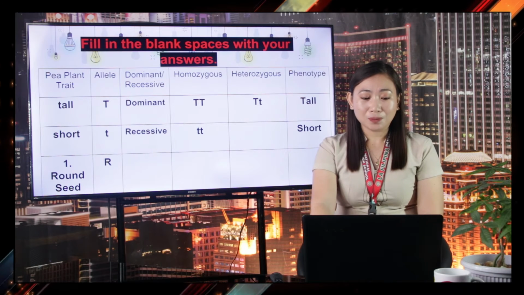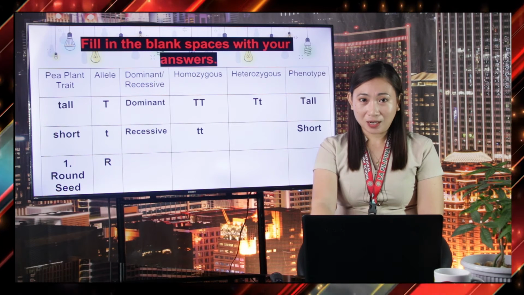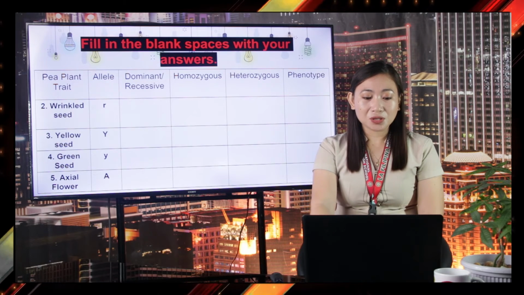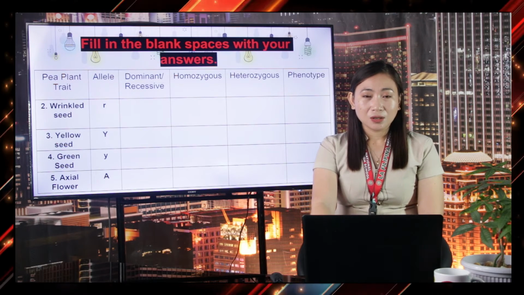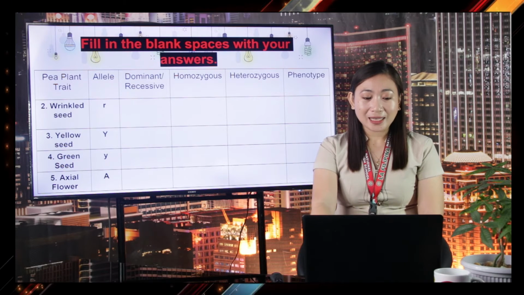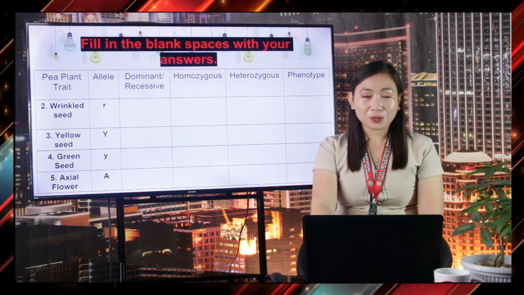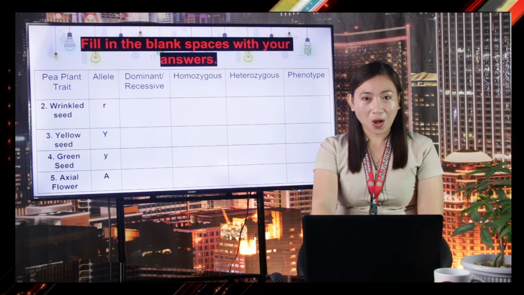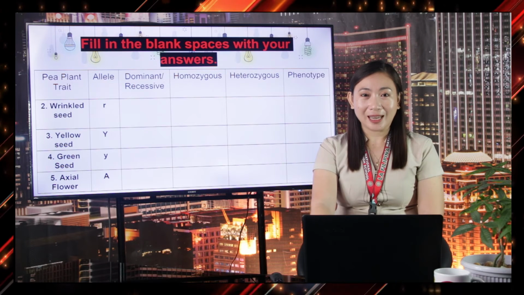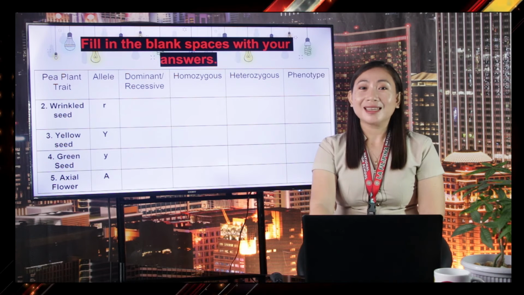Now you will answer number 1, which is brown seed, and allele is capital letter R. Number 2, wrinkled seed, which is small letter r. Number 3, yellow seed, which is big letter Y. Number 4, green seed, which is small letter y. And number 5, eggshell flower, which is big letter A. Now, your time starts now.